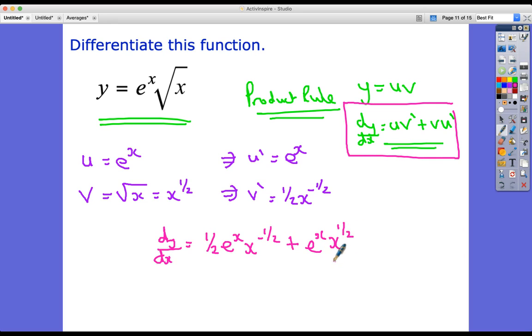You could leave it like that, nothing wrong with that. You could tidy it up slightly because there's negative powers, which always annoy me a little bit. So e to the x over 2 root x, plus e to the x root x. You don't have to do that, but if you wanted to, just to tidy it up slightly, there's nothing wrong with that first answer, actually. That's fine as well. Okay.